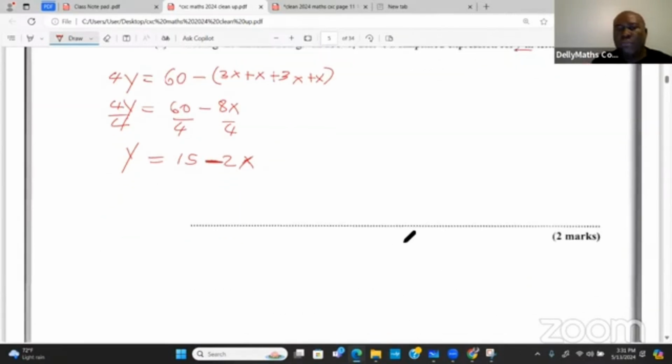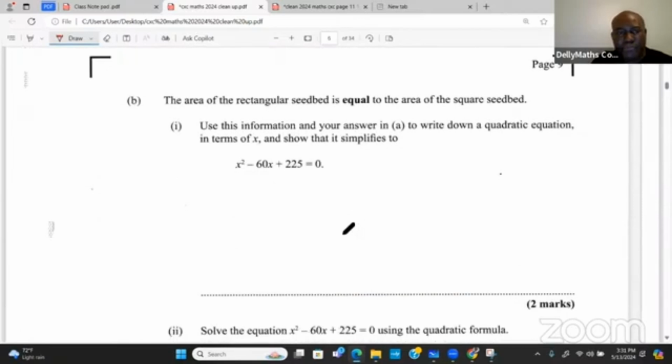So we want to make sure that we have this down. The length y is equal to 15 minus 2x. It simply means that at any given time, I can substitute 15 minus 2x for y. Let us jump on to the next question.